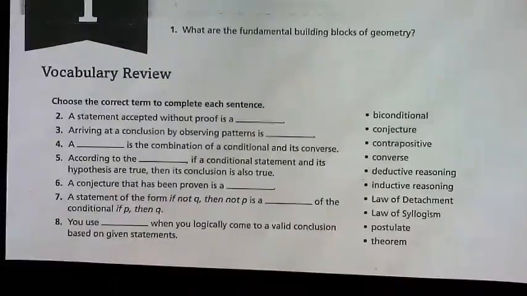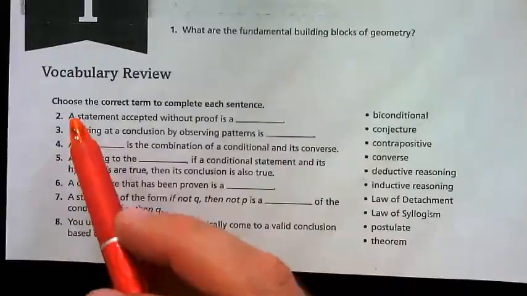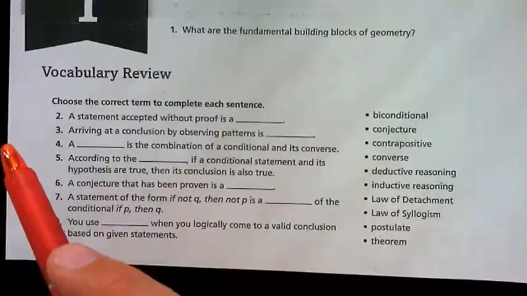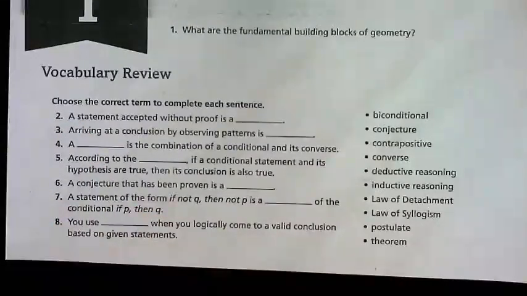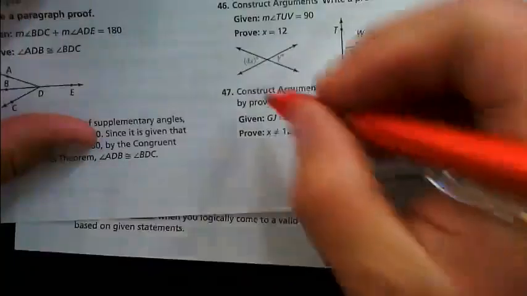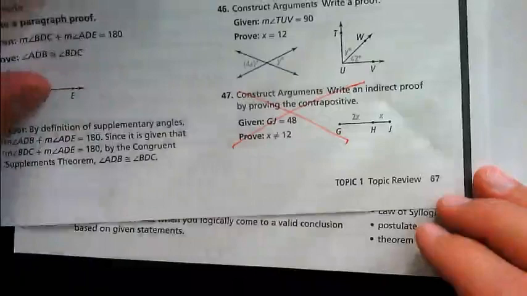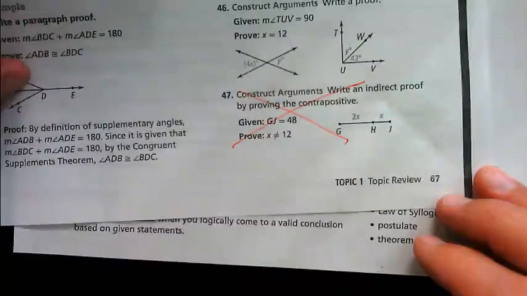Now, the problems that I'm having you do in this review are questions 2 through 8, and then the second part goes from question 27 all the way through 46. You are not to answer the last question, 47. That has an indirect proof. Again, this question right here, we did not cover indirect proofs. You will not see indirect proofs on the test.